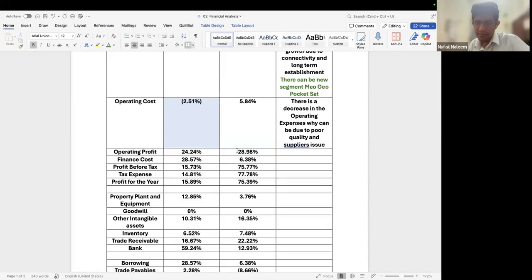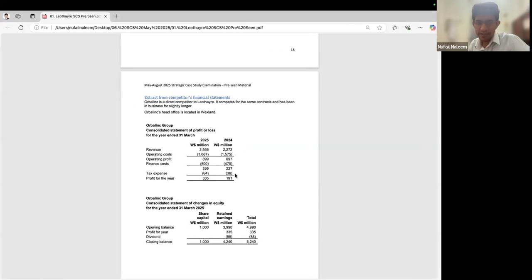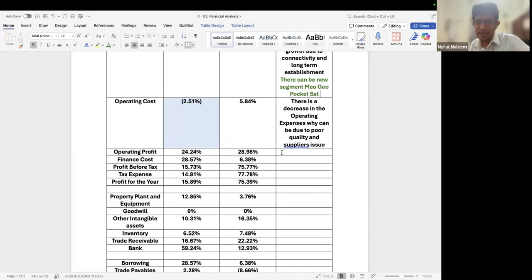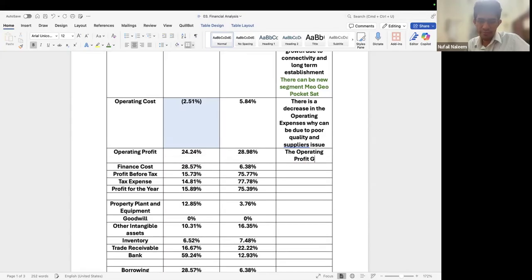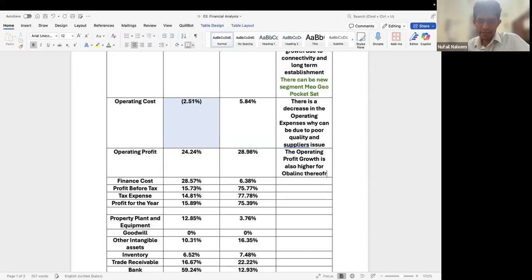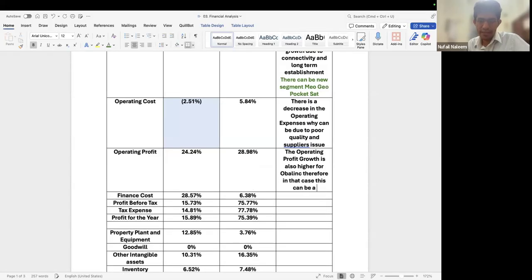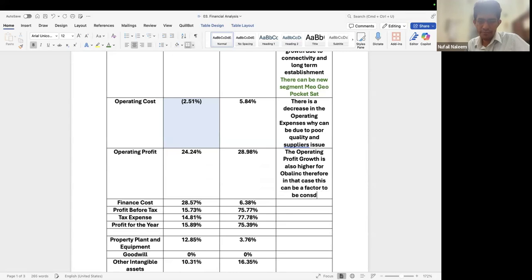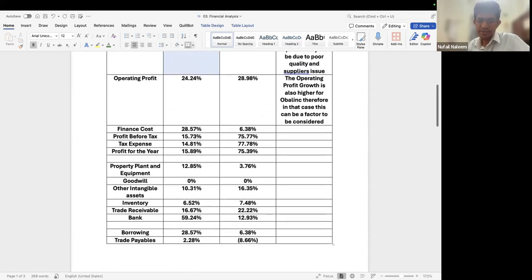Now, students, look at the other one, the operating profit. If you see, operating profits are 28.98, but when it comes to the profit before tax, students, you see there is a significant increase in the profit before tax of our organization. The rationale behind that is, students, their revenue growth has effectively contributed. So I'll write down here the operating profit growth is also higher for Obalink. Therefore, this can be a factor to be considered.